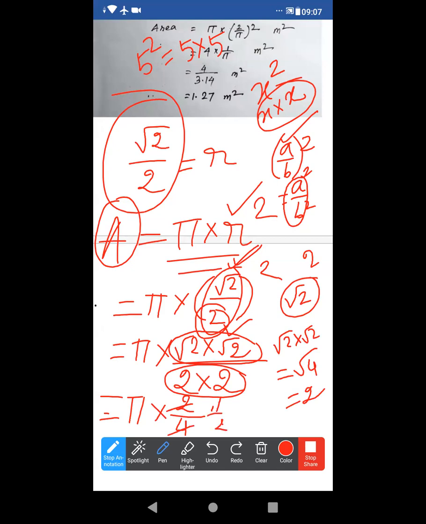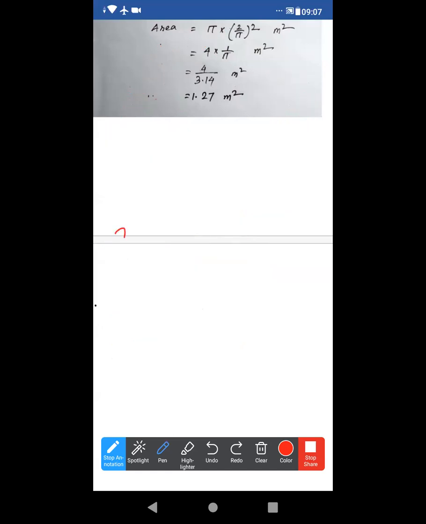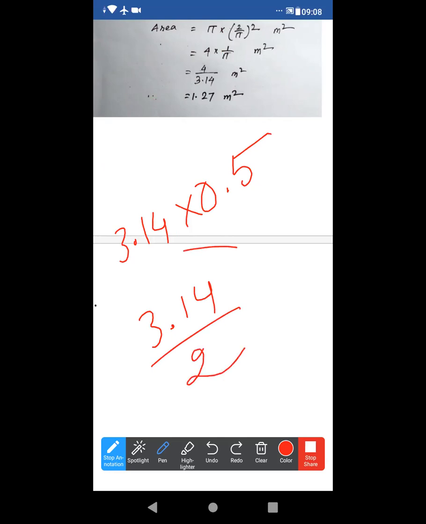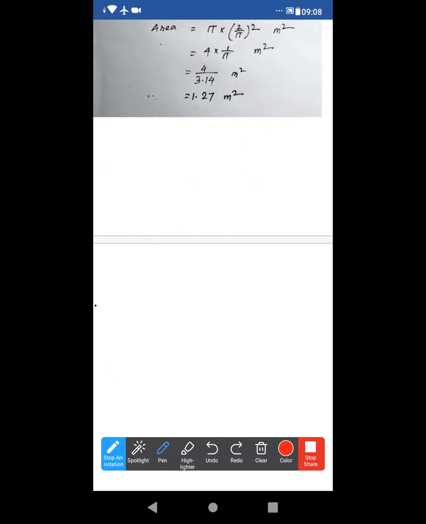So it will be pi into 0.5. Ultimately, it will be 3.14 into 0.5, or 3.14 by 2, right? Yes, ma'am. Acha. Now it is clear?